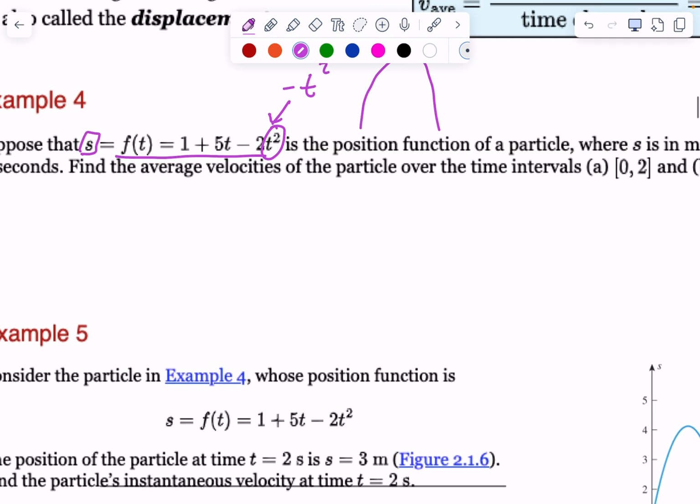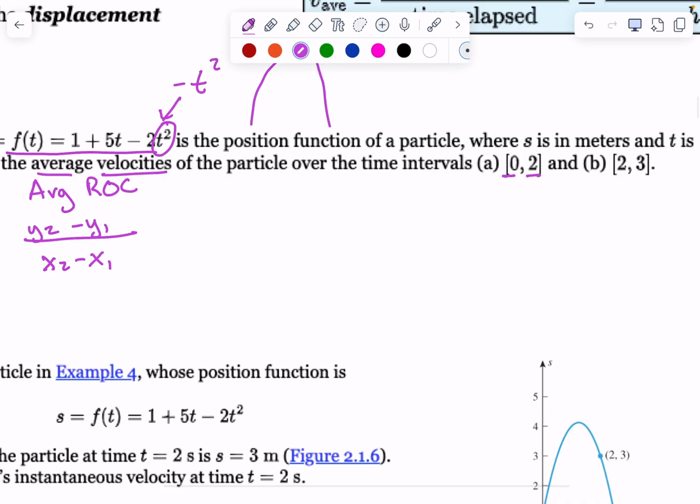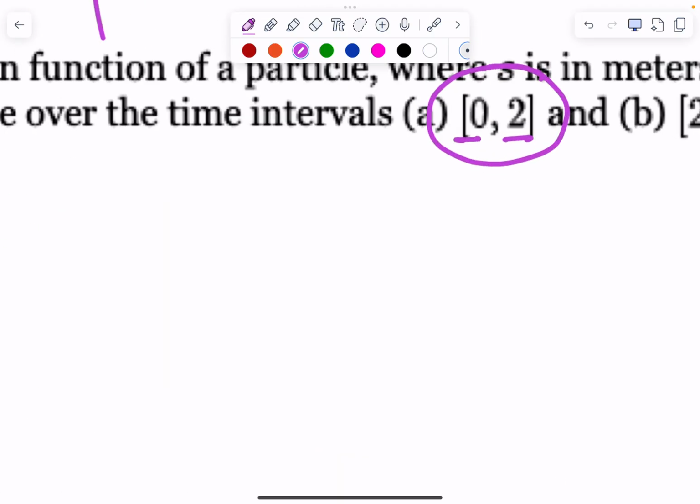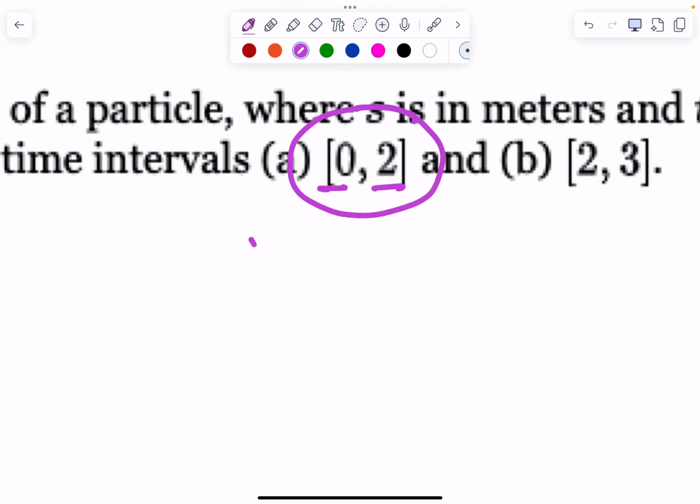Now, be very careful of the notation that they use. It says find the average velocity or the average rate of change. What's another word for average rate of change? Slope, right? So y2 minus y1 over x2 minus x1. They're having us find the slope from point A to point B over the interval from 0 to 2. The way that it's written is like interval notation. So what it's saying here is everything from 0 to 2.